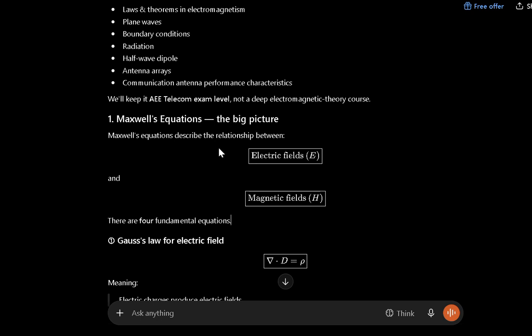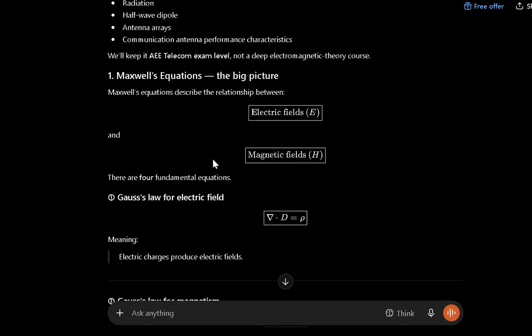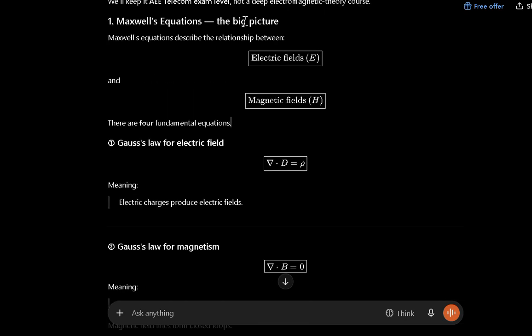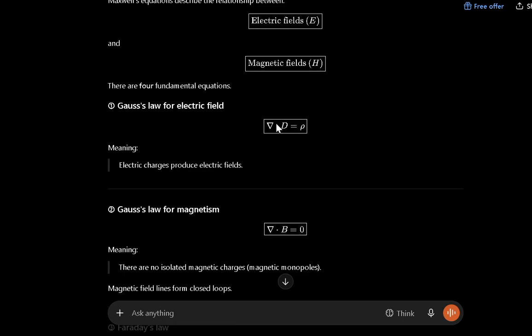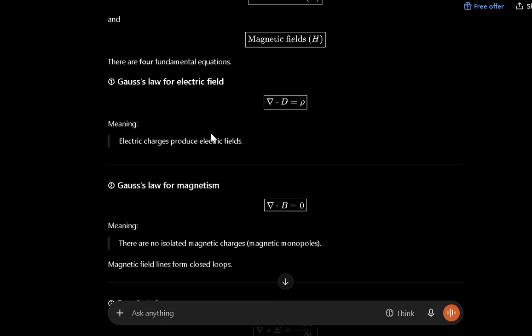Maxwell equations, the big picture. Maxwell equations describe the relationship between electric fields and magnetic fields, which are represented by E and H. There are four fundamental equations. Gauss's law for the electric field. This symbol is del, also called nabla. Del dot D equals rho, where this is a dot product. D means electric flux density, and rho means the volume charge density.